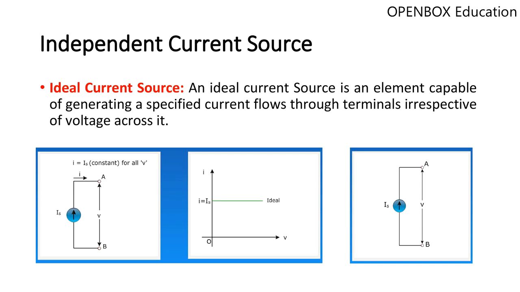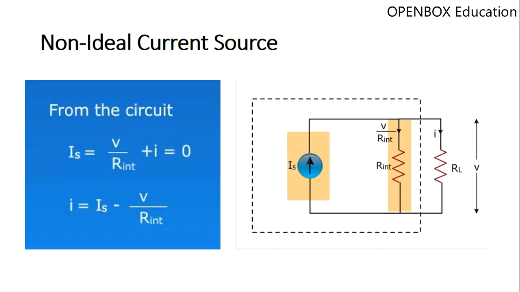There are two types of independent current sources, namely ideal current source and non-ideal current source. Ideal current source. An ideal current source is an element capable of generating a specified current which flows through the terminals irrespective of the voltage across it. Voltage-current characteristic of an ideal current source is shown on the screen. Above characteristic shows that in ideal current source, the current is independent of the terminal voltage. The ideal current source is directly connected to the load and no other element exists between them.